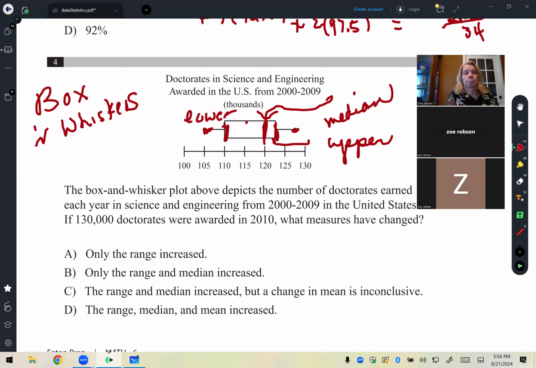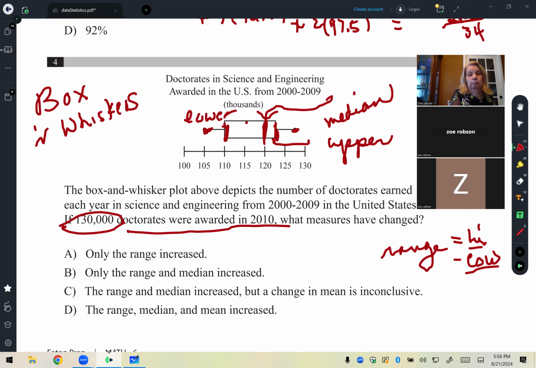So let's look at what the top whisker minus the bottom whisker is called: the range. Okay, so the range is another term we're going to have to know. It's the highest minus the low. So if I added 130,000 doctorates, that's going to move everything over, so it will be D.